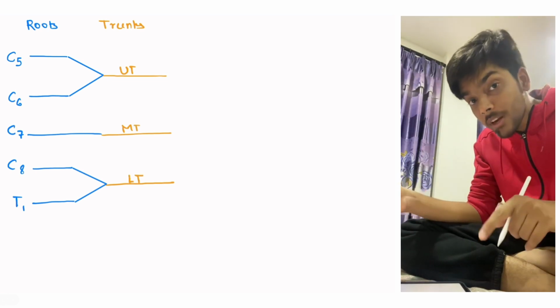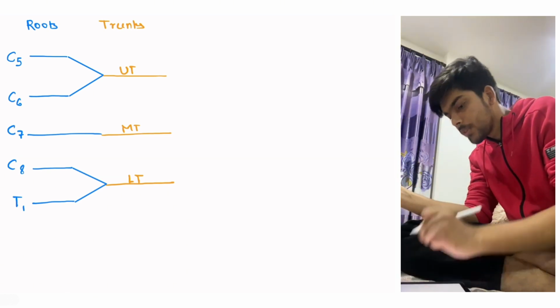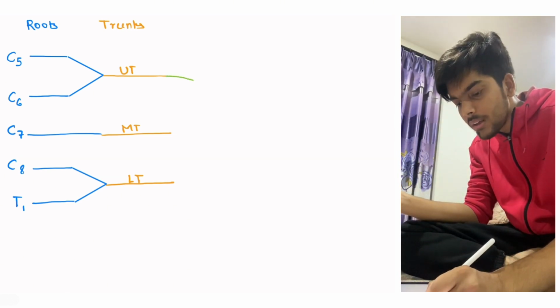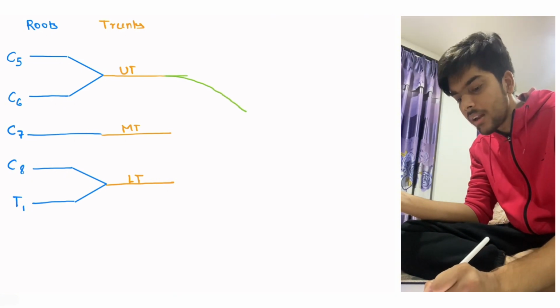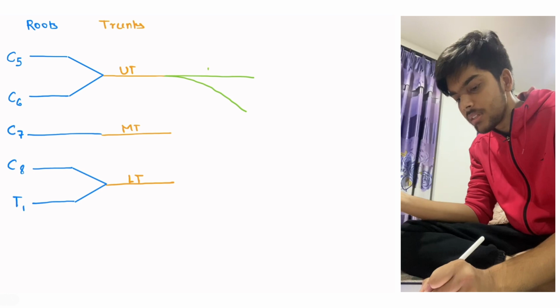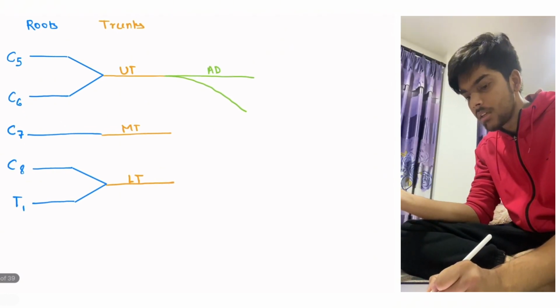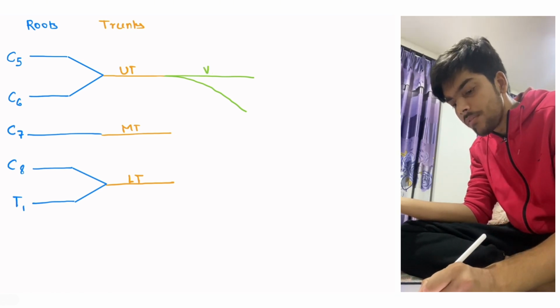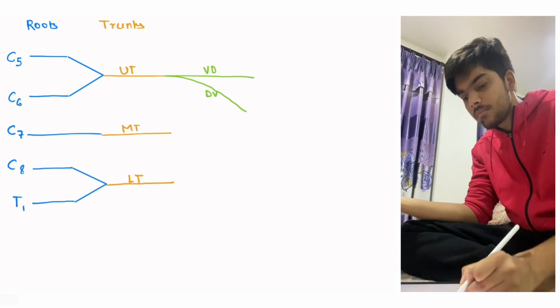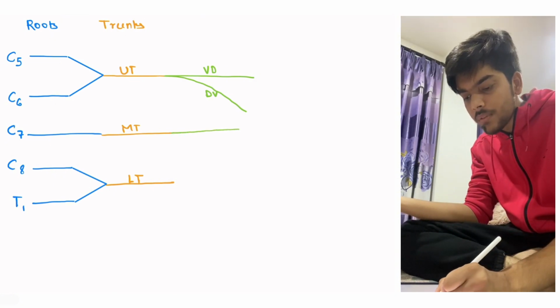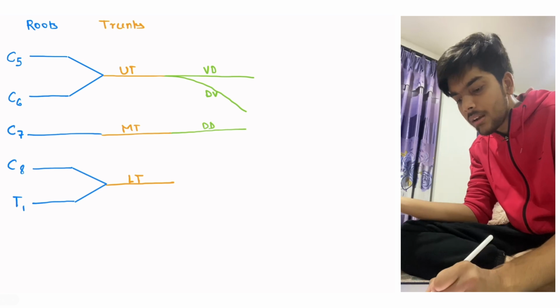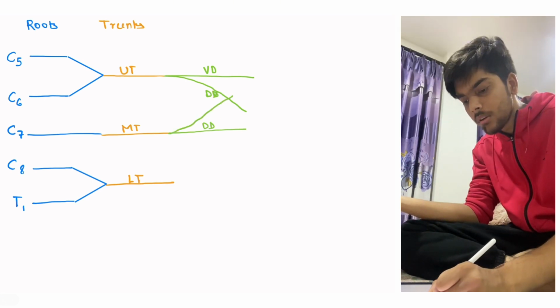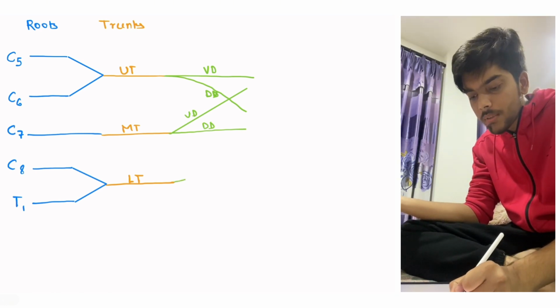Trunks, they again bifurcate to give divisions. So we have upper trunk that gives a posterior division and an anterior division. This is anterior division. This is, let's say, ventral and dorsal. Give a ventral division and dorsal division. Again, the middle trunk also gives a dorsal division and a ventral division. Finally, the lower trunk also gives a dorsal division and a ventral division.